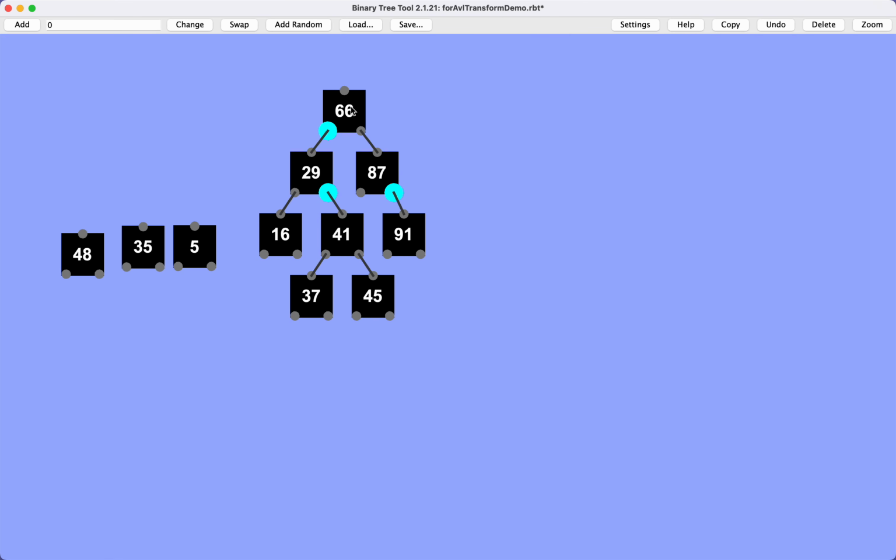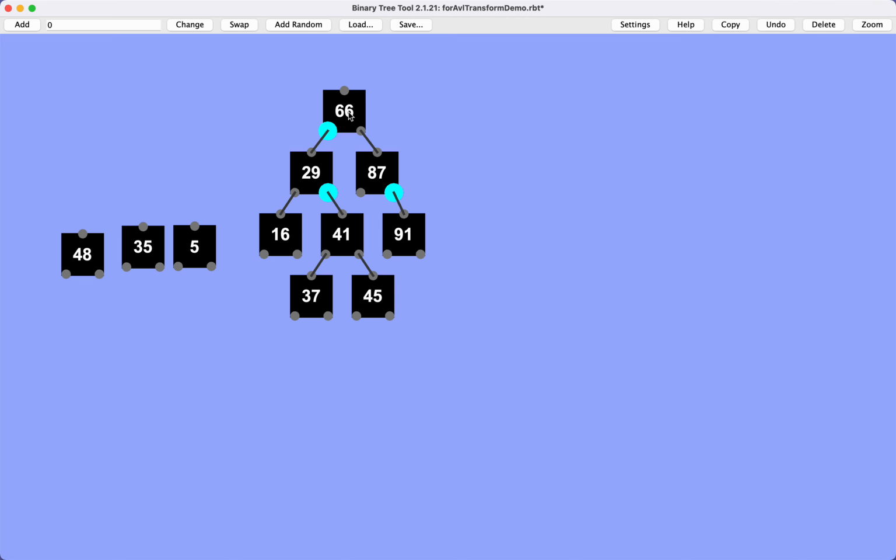So for example, here I have a 66. Its left subtree is a tree of height 2. Its right subtree is a tree of height 1. If 87 is the root of the subtree, there's only one level below that. And so we mark it as being left balanced. And the marking here, this large blue circle here to the left, indicates that this tree is left leaning.